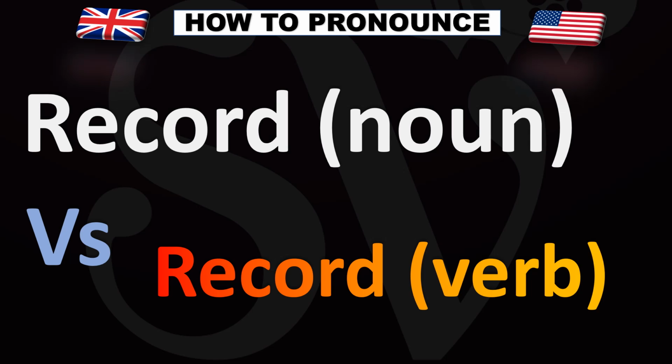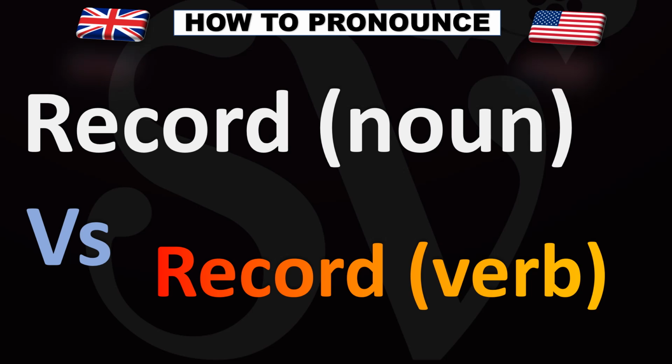Now, as a verb, when you are recording something on your phone, for example, it's pronounced as record. So it's more of an E sound, a soft E sound at the beginning, rather than a schwa, record, with a stress on that second syllable.